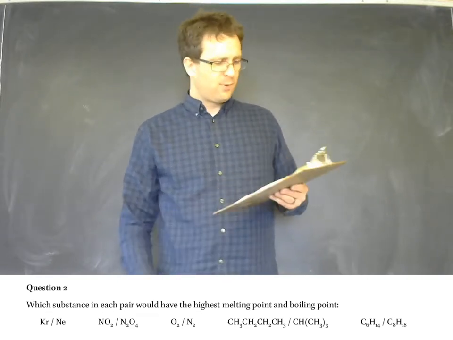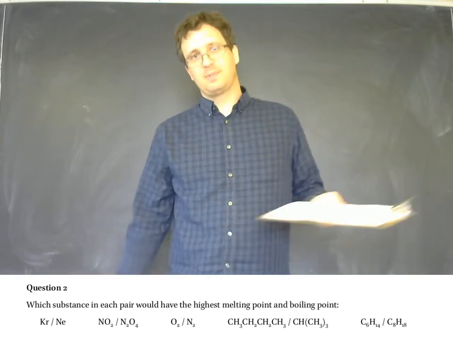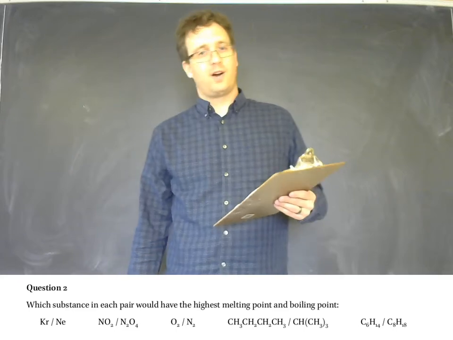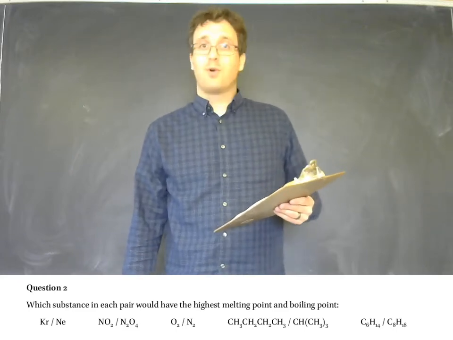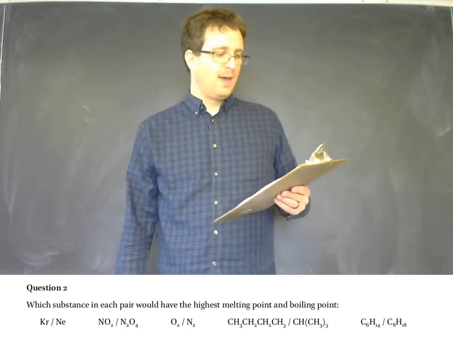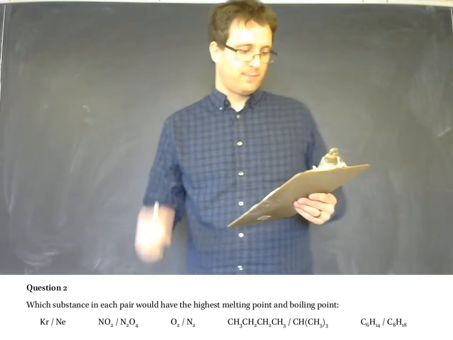Looking at NO2 and N2O4, you see they have the same composition, the same types of dipole strengths between nitrogen and oxygen bonds. But N2O4 is twice as massive. It has twice as many atoms. So N2O4 will have the higher melting and boiling point.